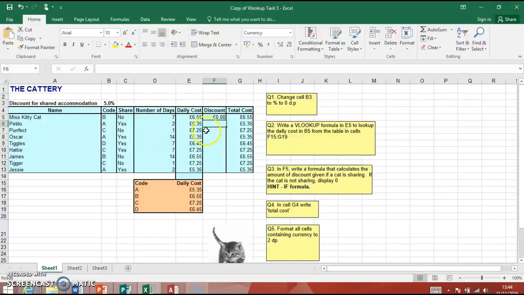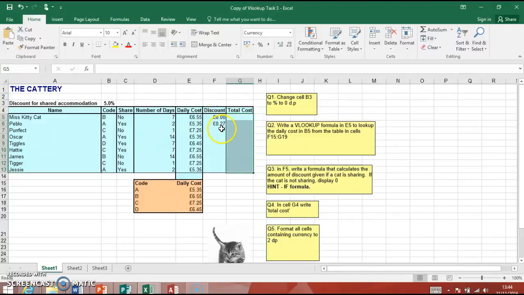To find the percentage of anything in Excel, you multiply the two cells together. So you'd say equals that times that. There we go, gives us 5% off there. It gives us 5% off that, so we'd have the daily cost minus that. Okay, now we've done that manually.